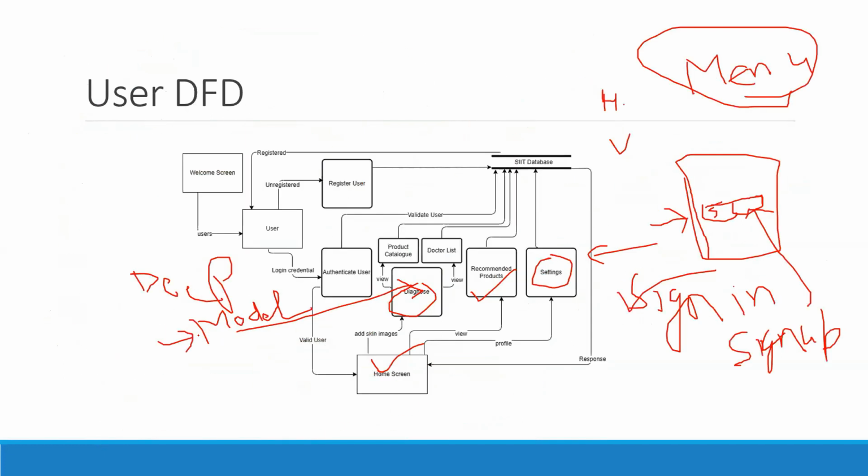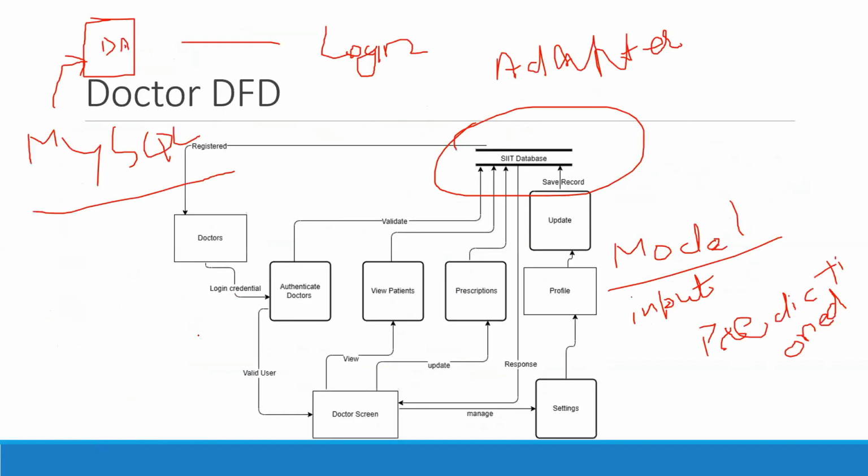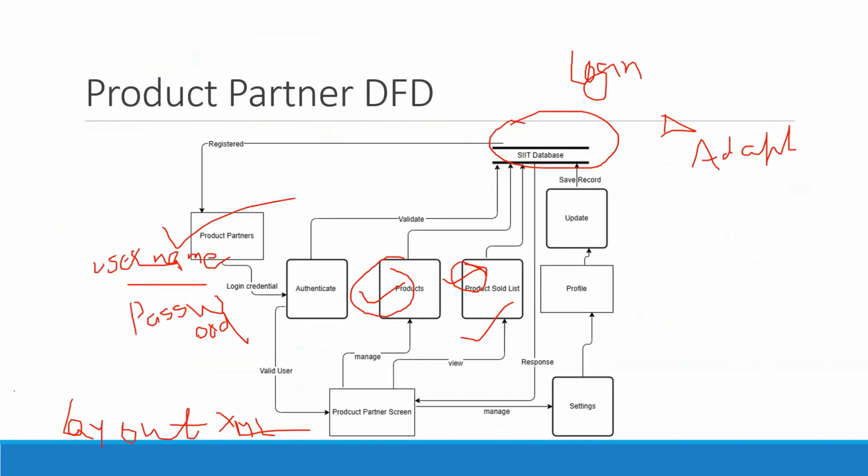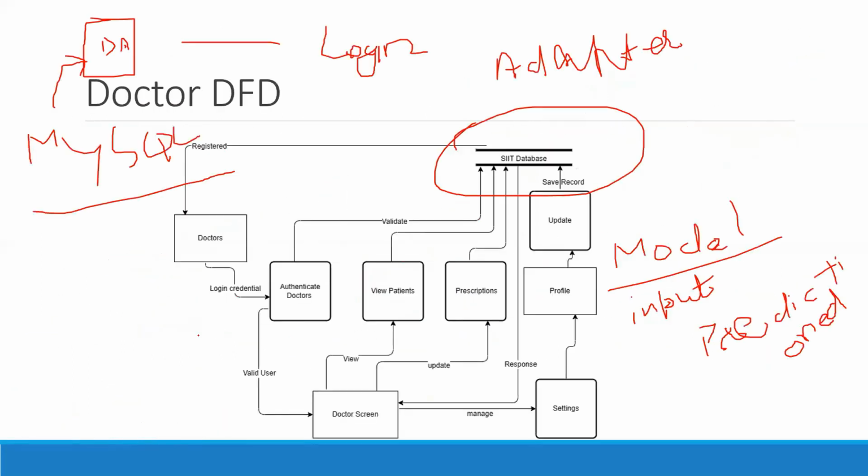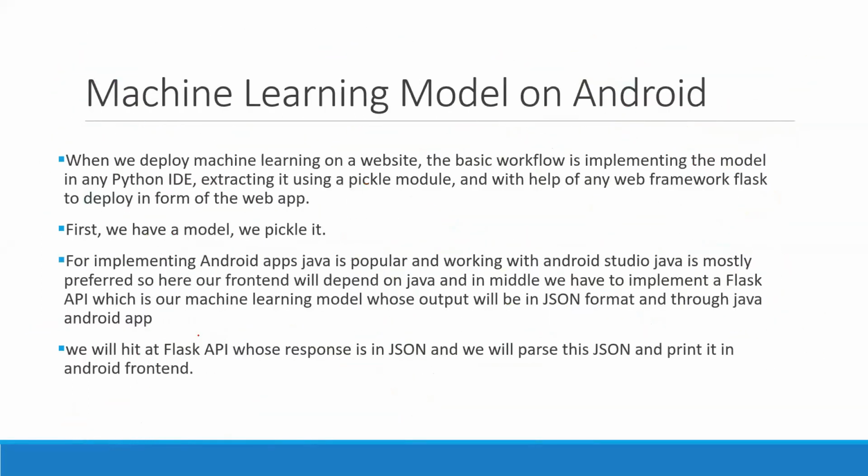The first table is the user, doctor, and most important is the admin table. See, it means that for a machine learning model through Android, the simple step is first create a model. After the creation of the model, go to Flask, extract it from the pickle module and deploy. That means deploy it in the form of a web app or a mobile application.